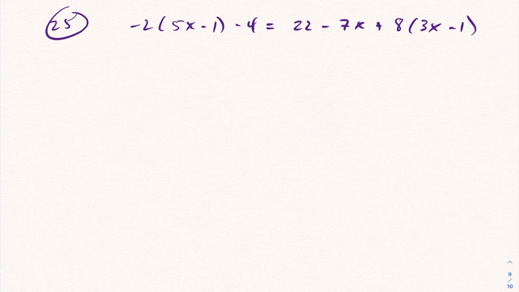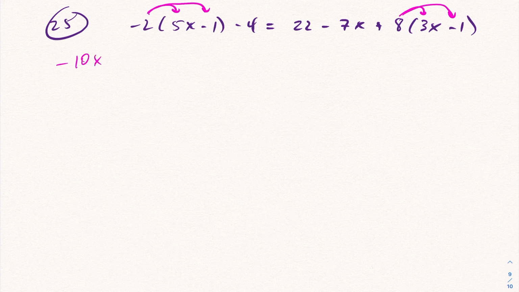Okay, so let's take a look at number 25. Again, pause the video, try the question out yourself. So for number 25 here, again, you can't collect the x's together until I do this multiplication. You have to do your distribution first. Now watch out, the -2 and the -4 can't come together. Likewise, the 22 and the 8. Using your BEDMAS, multiplication comes first, so we have to go ahead and do that distribution.